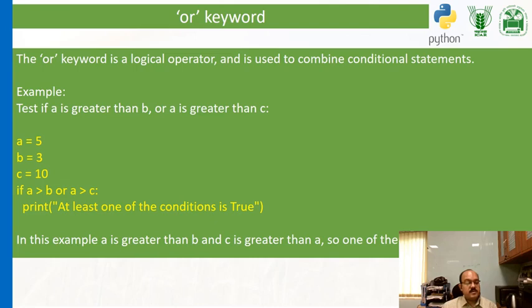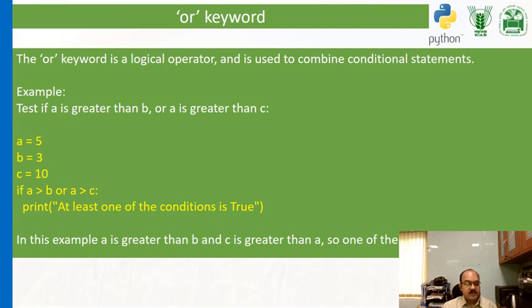So here the first condition, that is A greater than B, as the value of A is 5, B is 3. So A greater than B, that is satisfied. But the second condition, that is A greater than C, the value of A is 5, value of C is 10. So this particular condition is not satisfied. However, as one of the conditions is true, we get the output as at least one of the conditions is true, means it will be printed on the screen as an output of this program.